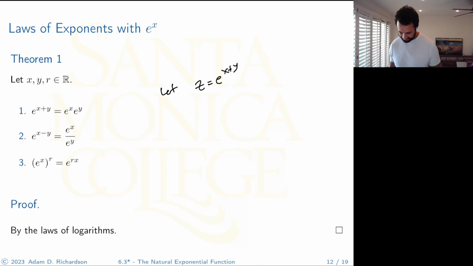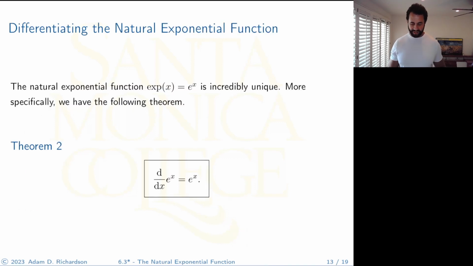All right? Okay. Now we get a pretty cool result. So differentiating the natural exponential function. So this exponential function, e to the x, is incredibly unique. It is a very, very unique function. In particular, the derivative of e to the x is e to the x. So the derivative of this function is itself. And we're going to see that this is basically the only function that behaves that way.